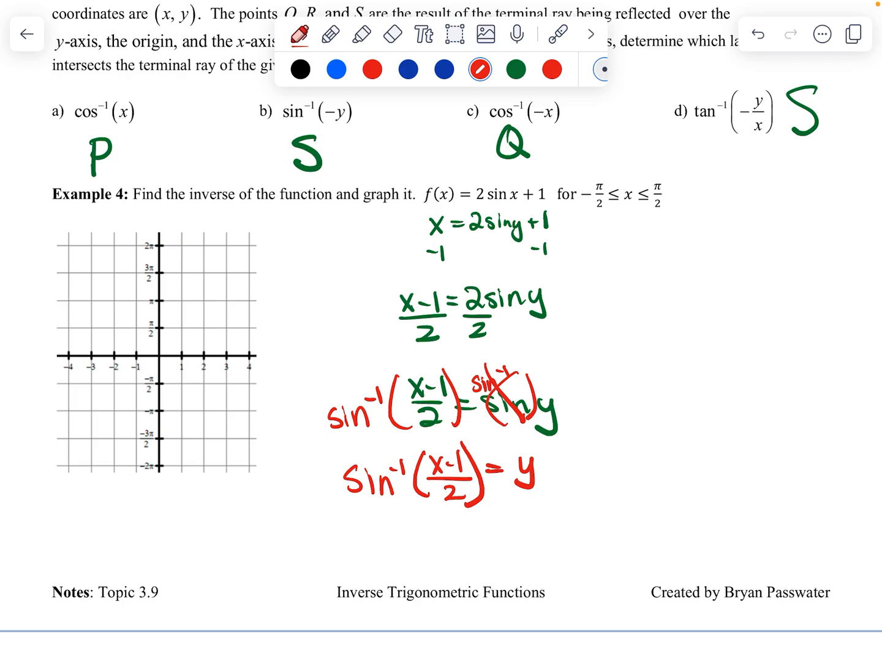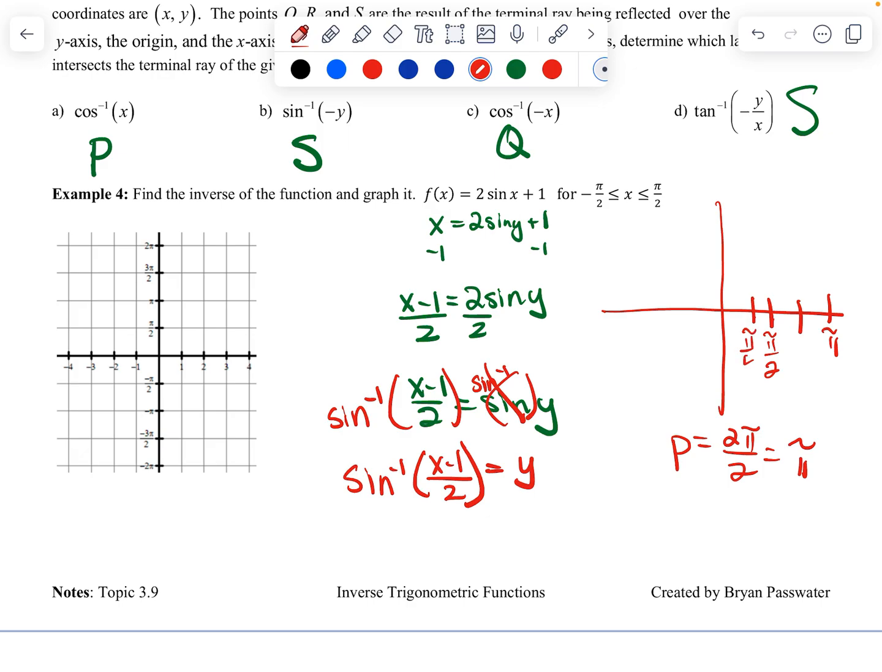Now, how do you want to graph this? There's a couple ways to do it. You could graph our original. So if I was to graph this, let's see, our period is 2 pi divided by 2, which is pi. So 1, 2, 3, 4. So if this is pi, then this is pi over 2. So this would be pi over 4. Our midline is at 1, and it goes up 2 and down 2.